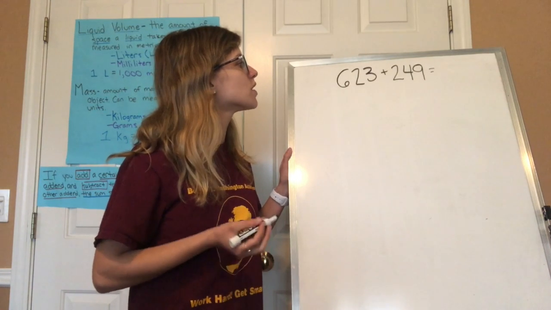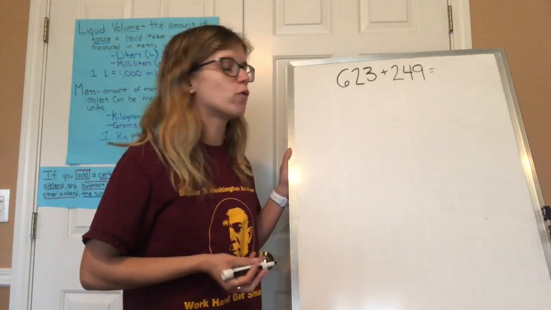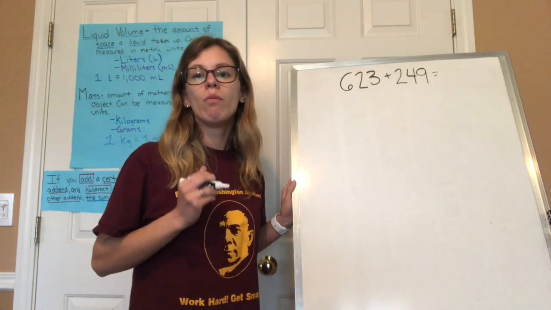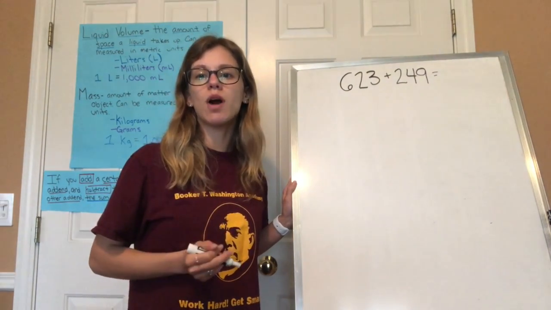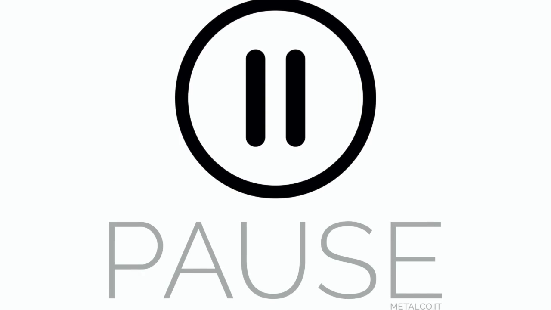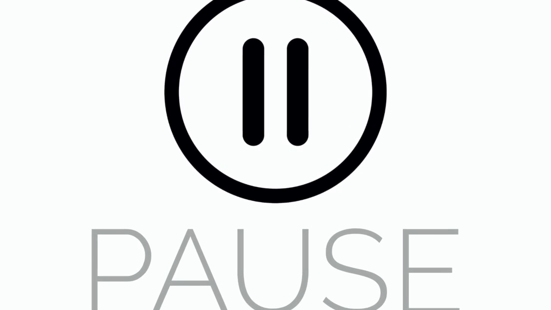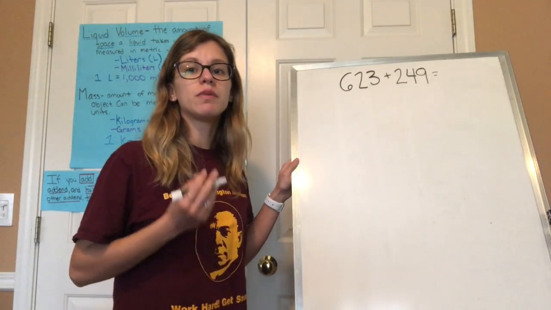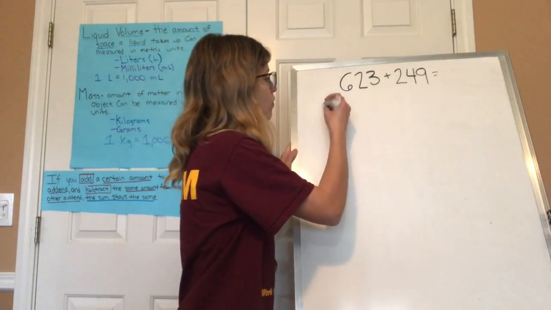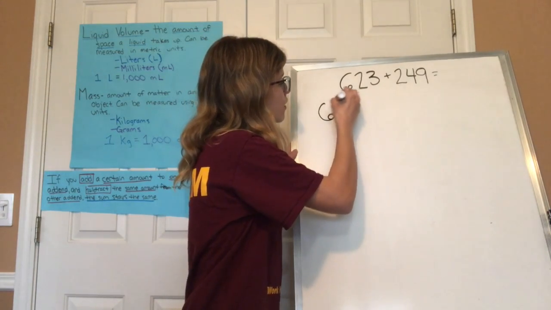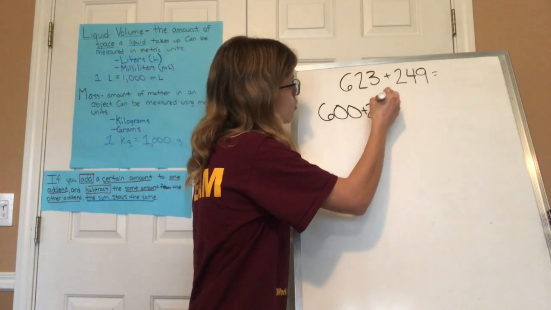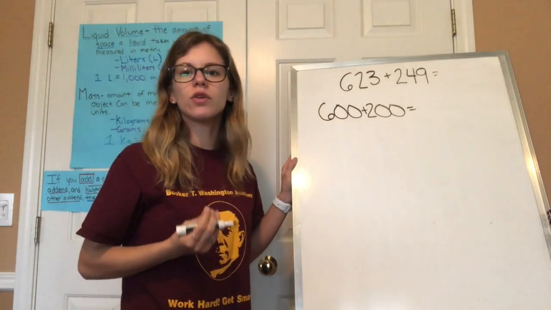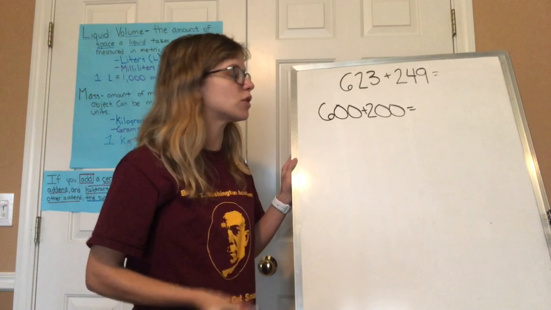Number 2 was 623 plus 249. You could have solved this a couple different ways. Pause me and think about the way that you solved this problem and why you solved it this way. One way that you could have solved this problem is by first starting with 600 plus 200. Why do you think that someone would have started with the equation 600 plus 200?